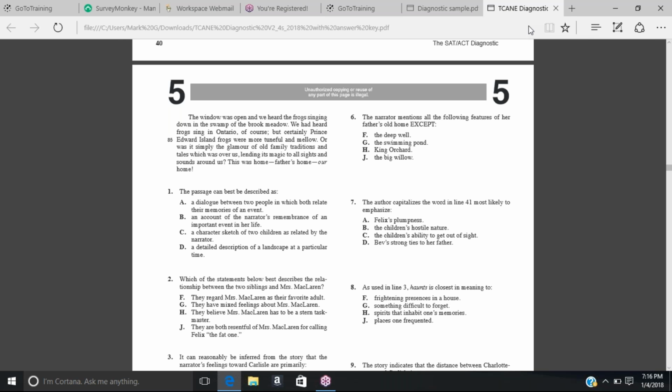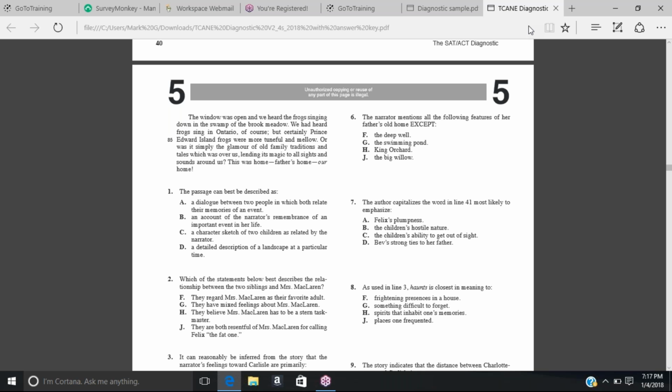Someone who didn't even read this could still find three features of the father's old home. You've got to scan, you've got to look for these things. It might take time, but it's actually an easy answer, even if you haven't read the passage. G is the right answer. It was not mentioned. Deep Well was mentioned in lines 14 and 15. King Orchard was mentioned in line 13. Big Willow was answered in line 64.